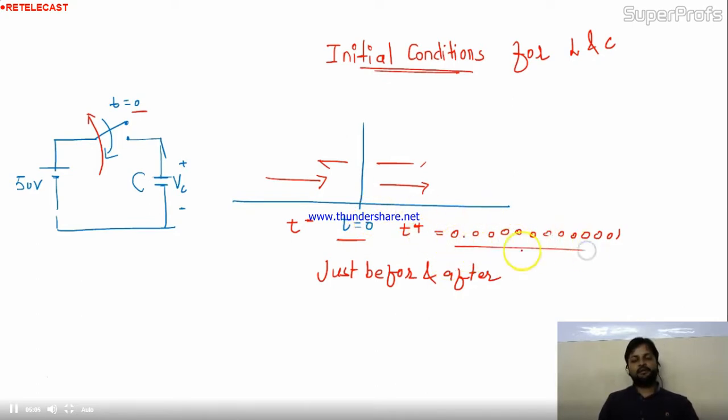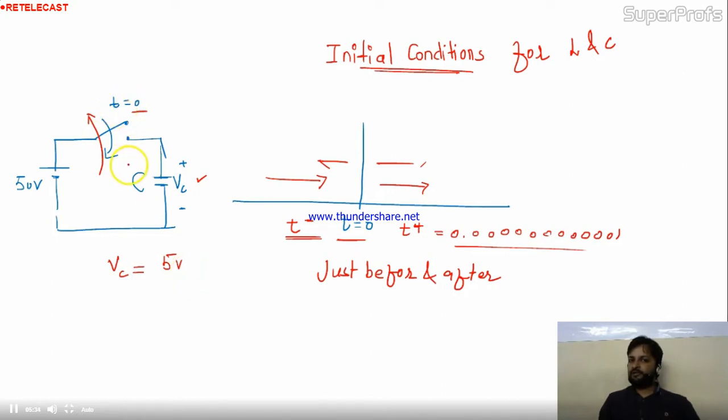So for this small amount of time, the capacitor and inductor oppose the change in voltage and current respectively. This is nothing but the initial condition. What the initial condition says, suppose for this example we have taken the voltage Vc across the capacitor. Just assume the Vc is 5 volt. Just assume it.